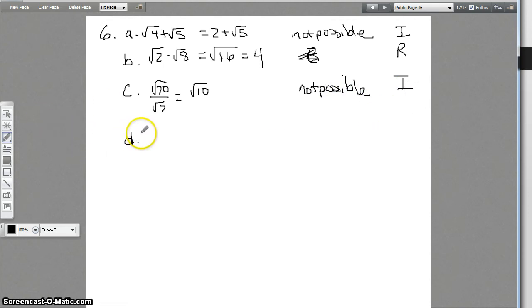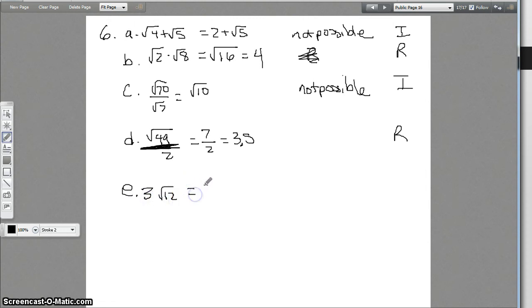Part D. We have square root 49 over 2. The 2 is not included in the square root. So square root 49 is 7, and we're dividing it by 2, so that is 3.5. That is an exact decimal answer. That is rational.